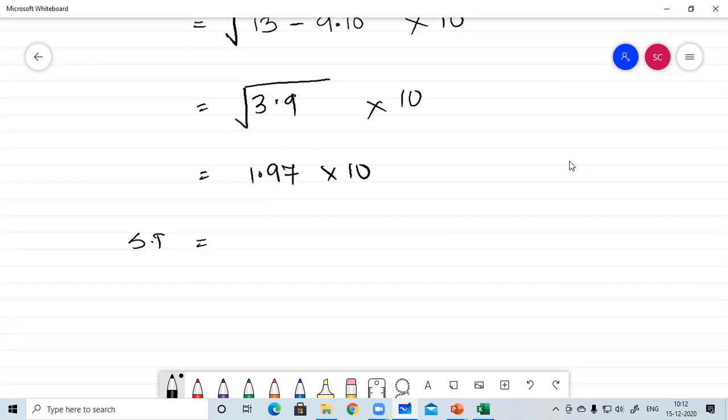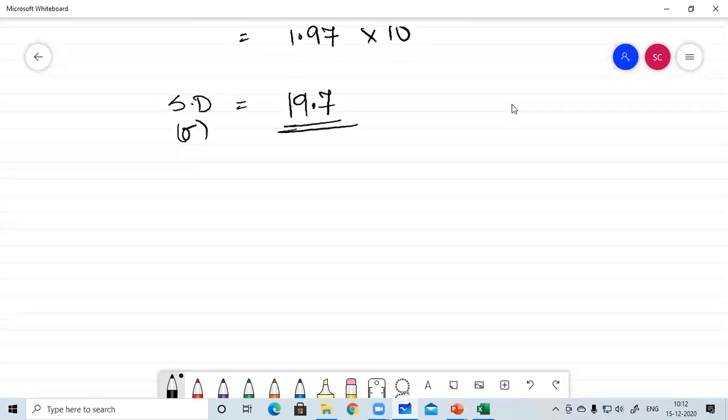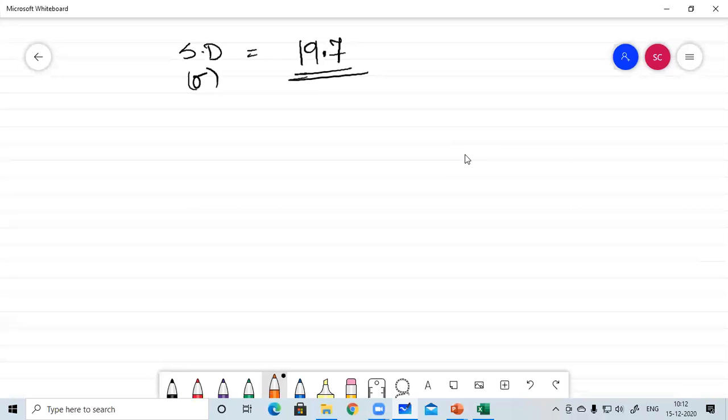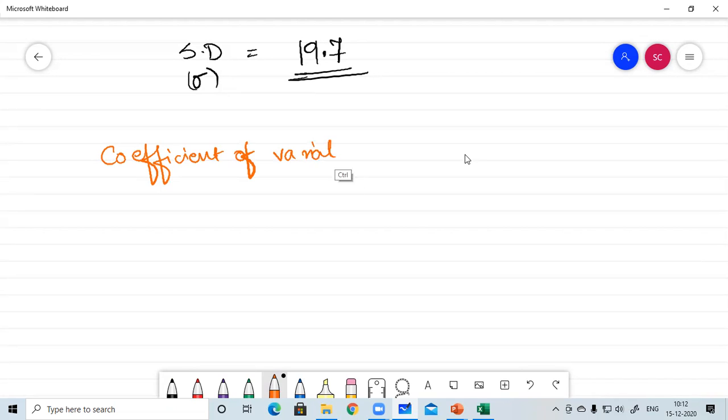So standard deviation equals 19.7. Is this right? Yes, sir. Now what is the next thing we have to find out? If they don't ask, we won't find it, but we'll find out here. It depends in the exam what they ask you to find out, children. Don't find out coefficient of variation if it is not asked. Okay, sir. Again, we don't know what is going to be the status of your exams, whether it is going to be online or offline.